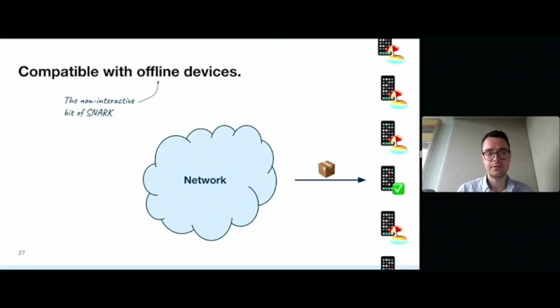But ZK-SNARKs are very interesting, also because of the sporadic connectivity. That is because of the non-interactive bit of SNARKs. So they work really well in the world of smartphones, where a smartphone might be offline during the day, comes online at some point, gets some updates, and can verify them without having to interact. Just one download is fine.